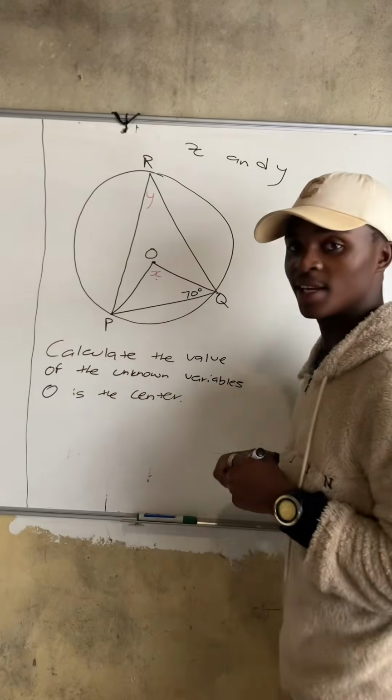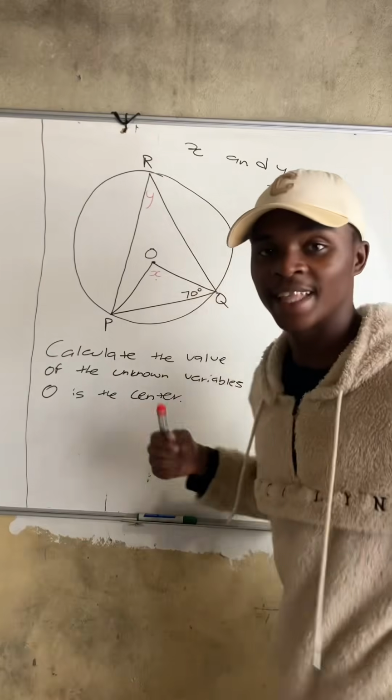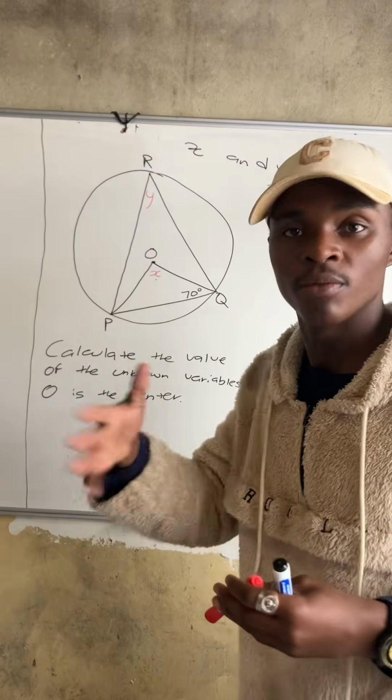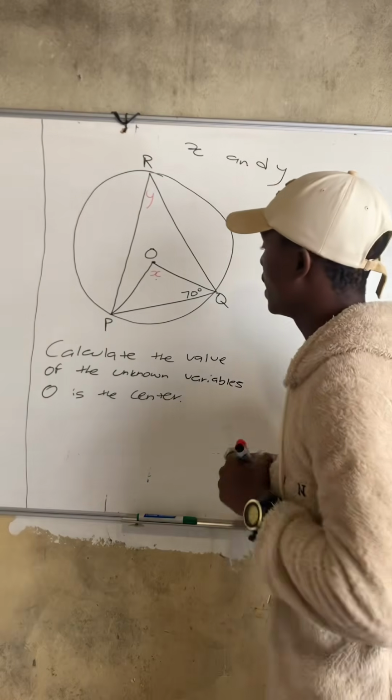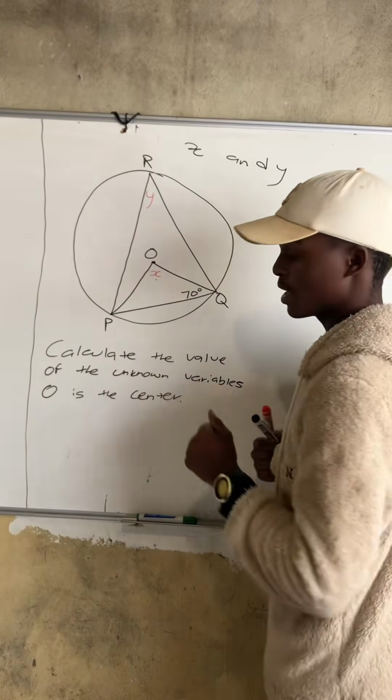11th grade, 12th grade, let us do a Euclidean question. As you can see the diagram on the board, I have some questions for you guys so that we can build the confidence. You understand what I'm saying? So let's do this question. Calculate the value of the unknown variables.